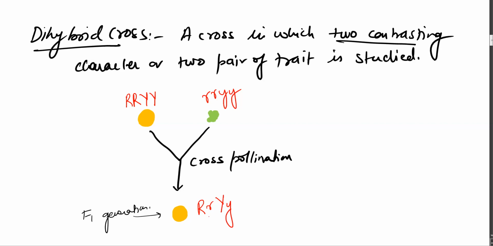Now when he self pollinated this round yellow, then on self pollination he got 9 round yellow, 3 wrinkled yellow, and 1 wrinkled green. And another, 3 round green.